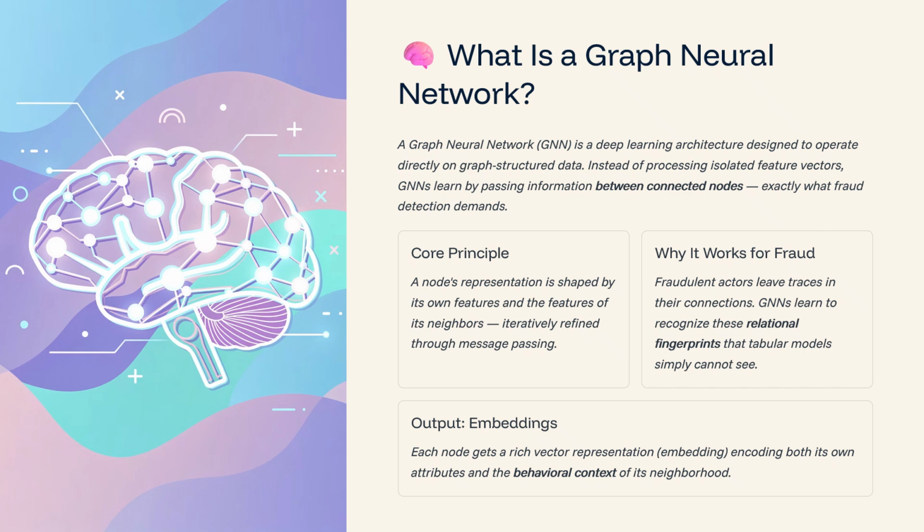Now, why does this work so well for fraud? Because fraudulent actors leave traces in their connections. A fraudulent provider doesn't just have suspicious claim amounts, they have suspicious relationships. GNNs, that is graph neural networks, learn to recognize these relational fingerprints that tabular models simply cannot see. The output of a GNN is a rich embedding, a vector for each node that encodes not just its own attributes, but the entire behavioral context of its neighborhood. That embedding becomes the input to your fraud classifier.